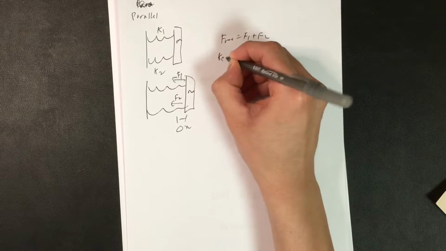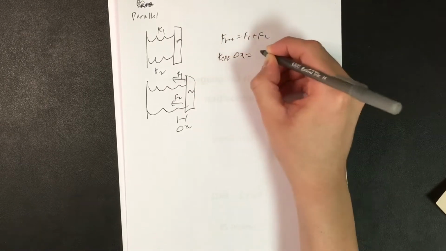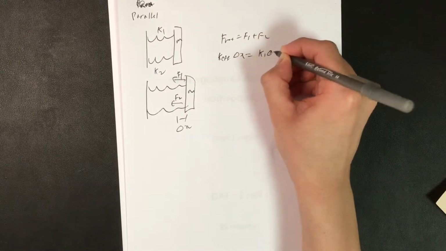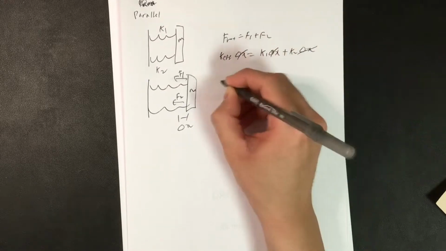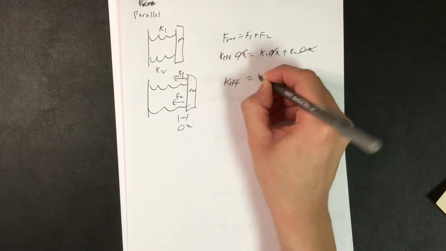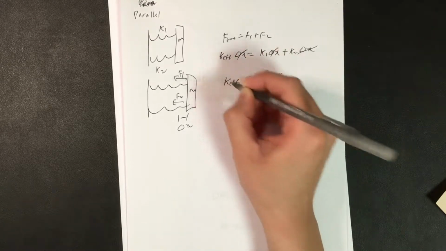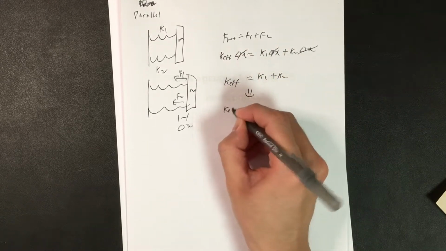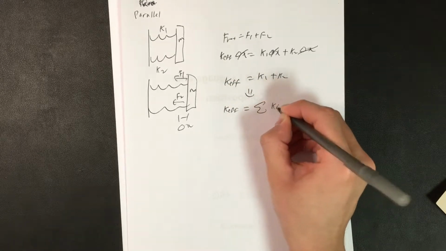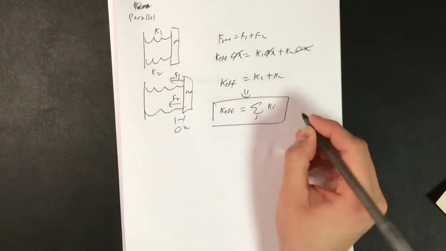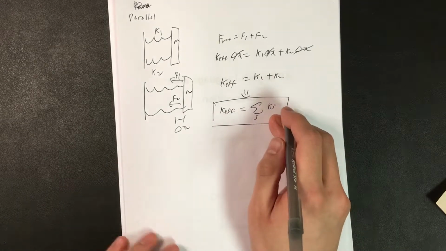Therefore, K effective times delta x equals K1 times delta x plus K2 times delta x. Crossing off the delta x, I get K effective equals K1 plus K2. And in general, the effective spring constant for a parallel connection is simply the summation of all the other spring constants.